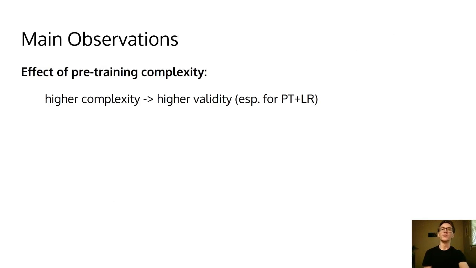First, in terms of the pre-training complexity, we find that higher complexity tends to translate to higher validity. And this is especially true for the logistic regression model. This may be true partly due to the fact that with higher pre-training complexity, there are more shape classes, therefore the output dimensions are higher.